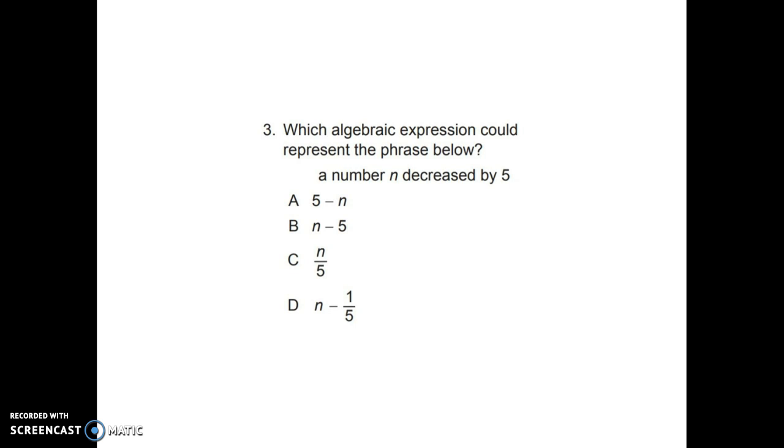Number 3. Which algebraic expression could represent the phrase below? A number n decreased by 5. A. 5 minus n. B. n minus 5. C. n divided by 5. D. n minus 1/5.